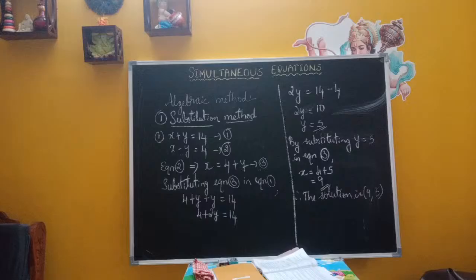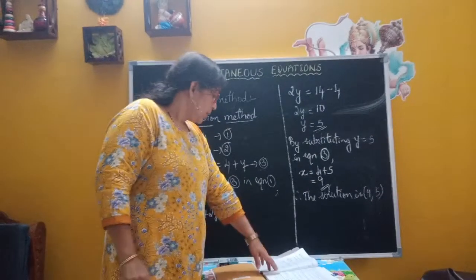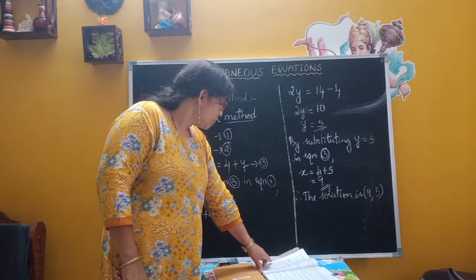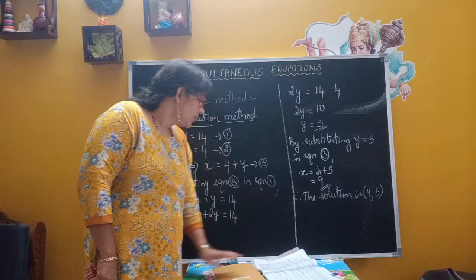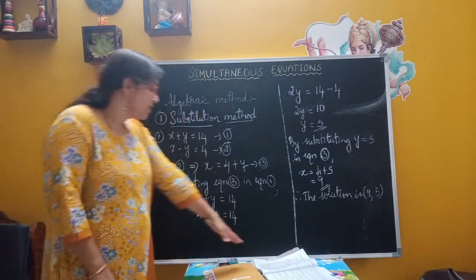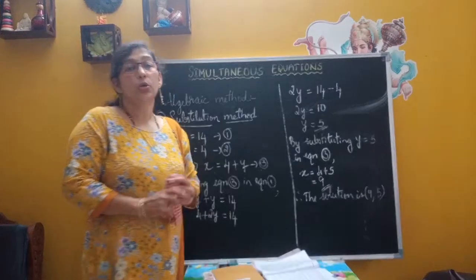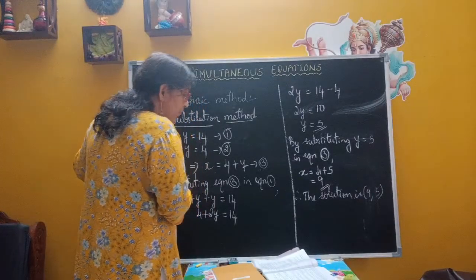Now, let us continue with another problem. I will take this problem from the same exercise. It is the fifth one I will take. Okay, the fifth one, that is root 2x plus root 3y is equal to 0 and root 3x minus root 8y is equal to 0. It is the fifth problem.